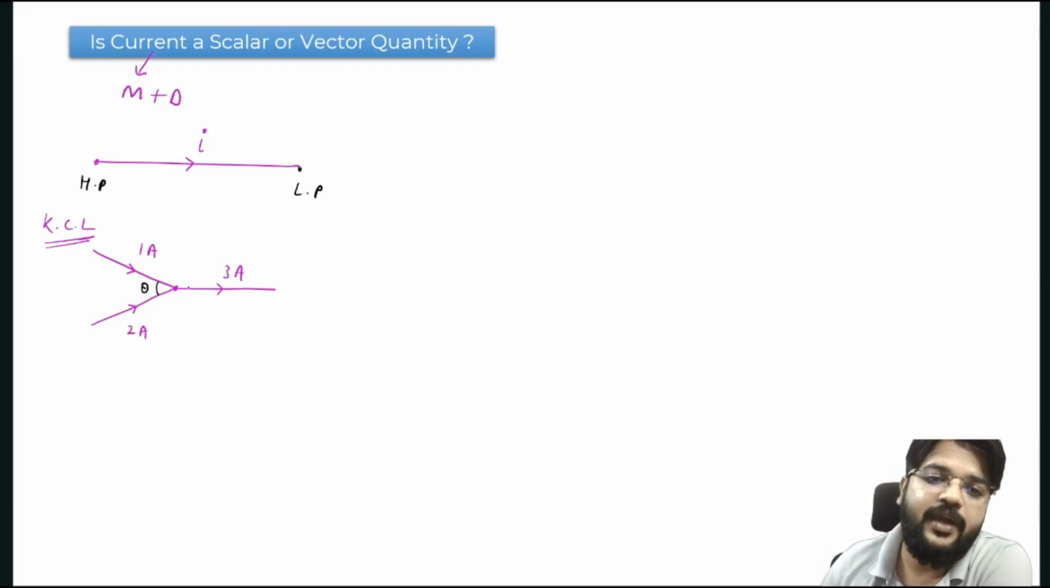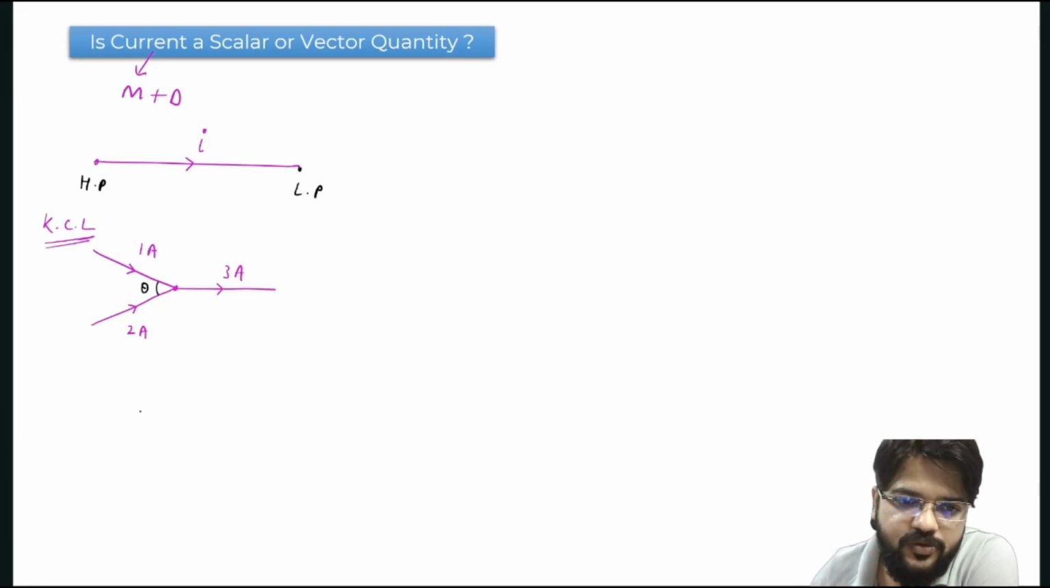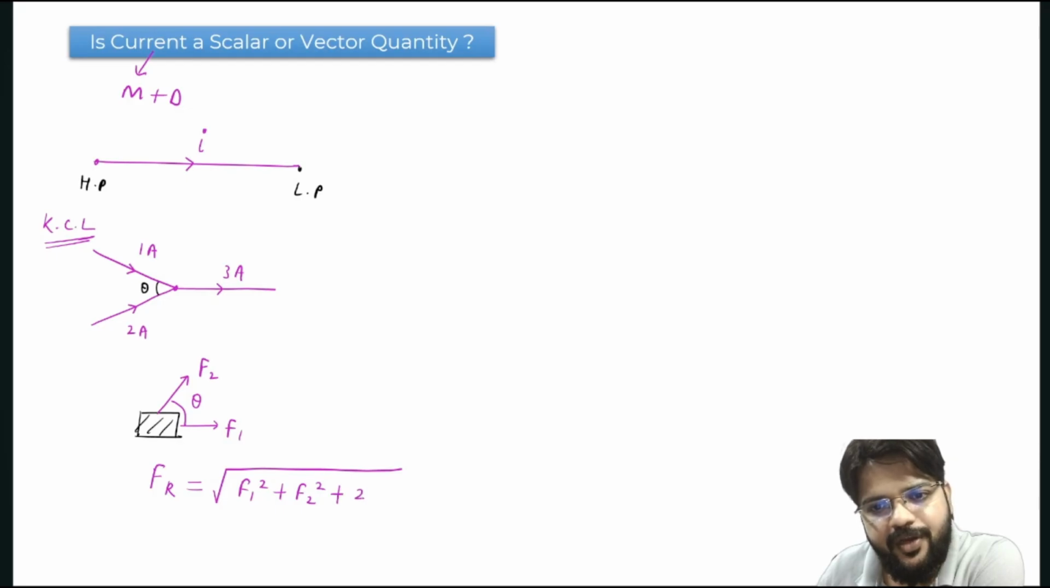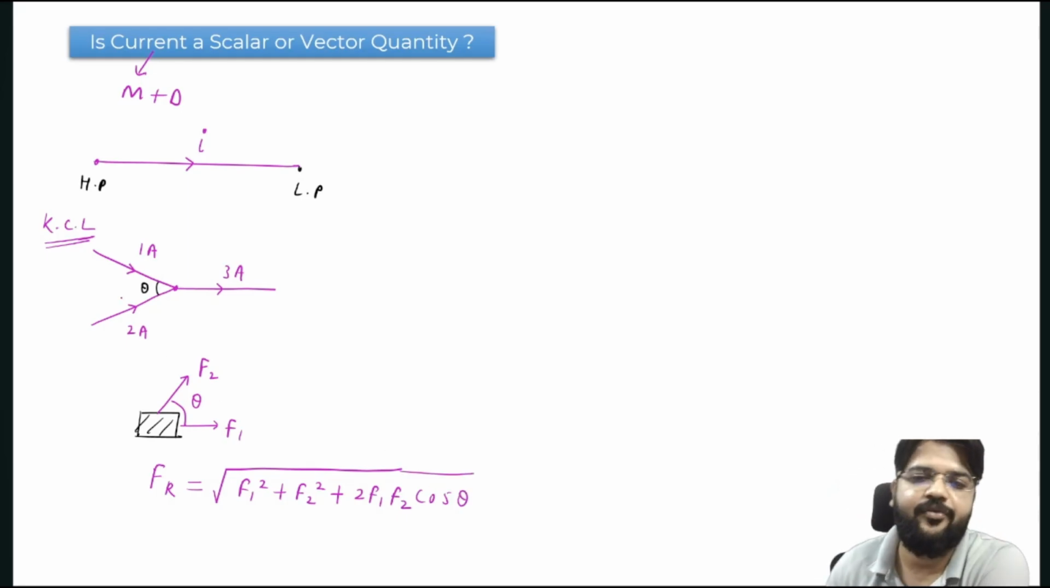Correct? But this thing will not happen with force. If we look at force, let's suppose here we have one block, in this direction F1 force is acting, and in this direction we have F2 force, and let's suppose the angle between these two forces is theta. So what is the resultant force on this block? According to the parallelogram law of addition, we know that the resultant force can be written as F1 square plus F2 square plus 2F1F2 cos theta. And what is theta here? Theta is the angle between F1 and F2.